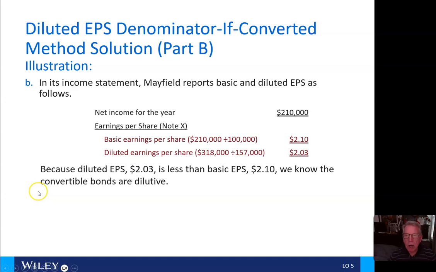Okay, under B, in its income statement, Mayfield's going to report basic and what I call fully diluted earnings per share as follows. Here's the net income and our basic earnings per share, which we calculated at $2.10. And finally, we take the numerator and denominator that we calculated for fully diluted earnings per share, and that comes out to $2.03. It's always the case that the fully diluted earnings per share will be less than the basic earnings per share. And the reason is we know that convertible bonds are dilutive.